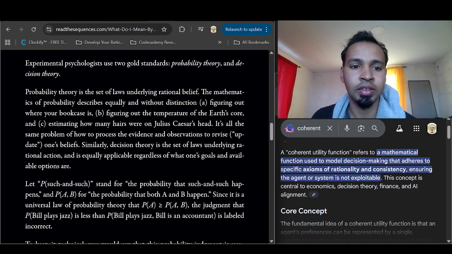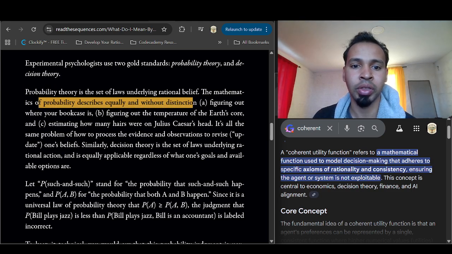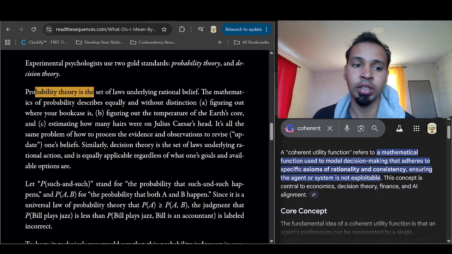Probability theory is the set of laws underlying rational belief. Interesting. The mathematics of probability describe equally and without distinction. So yeah, he's thinking very much in a mathematical sense. The mathematics of probability describes equally and without distinction figuring out where your bookcase is, figuring out the temperature of the Earth's core, and estimating how many hairs were on Julius Caesar's head. It's all the same problem of how to process the evidence and observations to revise one's beliefs.